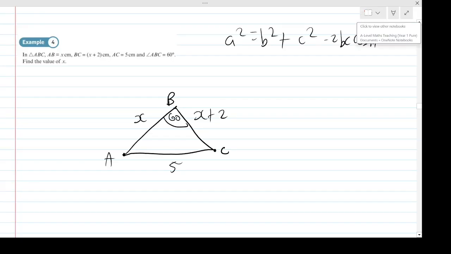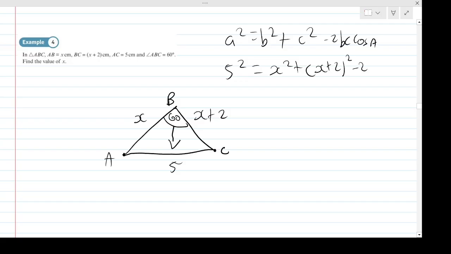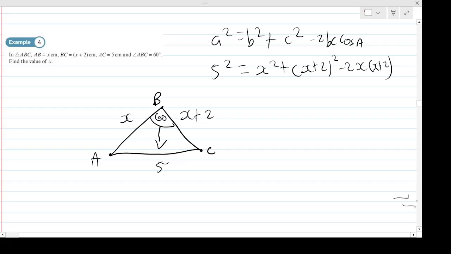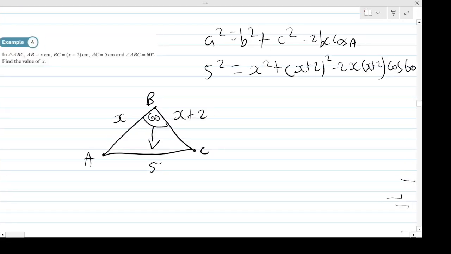I'm restating that so it drills into people's minds. Because the angle here is 60 facing the 5, we're going to have 5 squared equal to the other sides squared, so x squared, plus x plus 2 all squared, take away 2bc, so 2 times x times x plus 2, times cosine of 60. I need more room here to squeeze it in. There we are, so we get this equation.